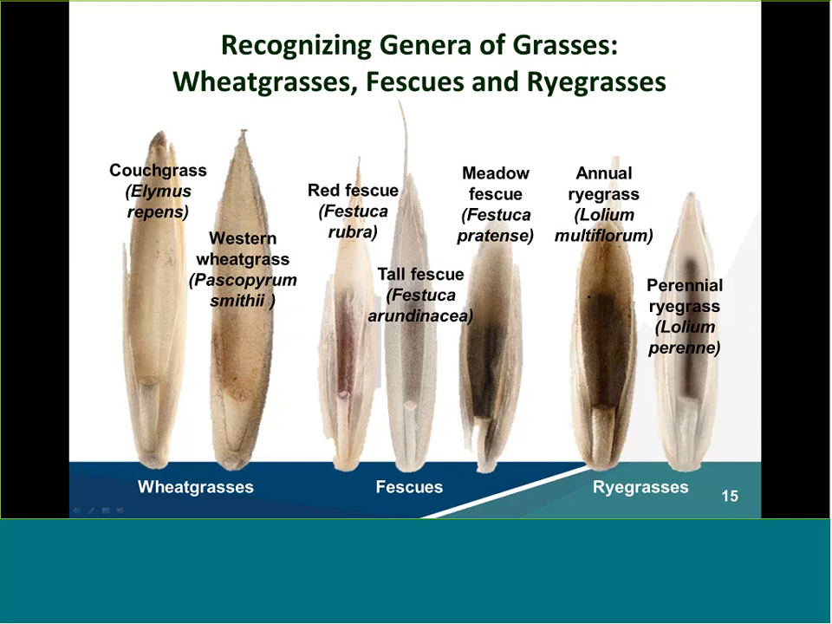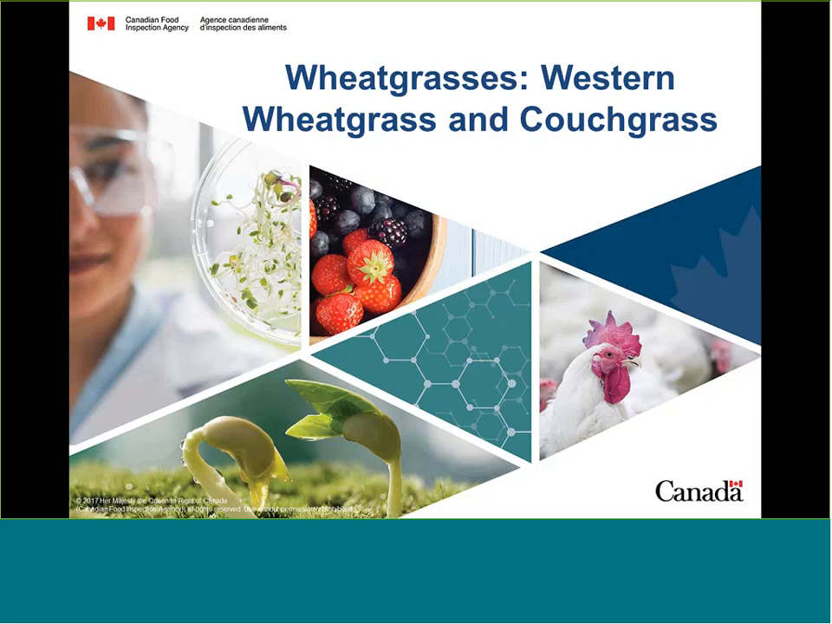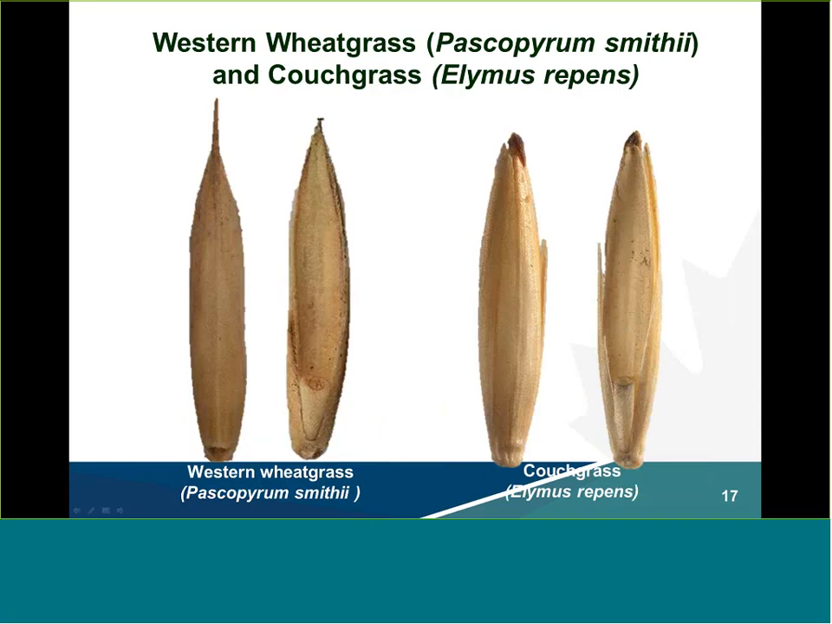All right, you'll be seeing these guys in detail in the next few slides. Let's go on to the wheatgrasses. There will be two that we'll be looking at, which will be western wheatgrass and its look-alike couchgrass, two species that are often confused. So right now we have a lemma view and a Poaceae view. So we should see all four of those information points.